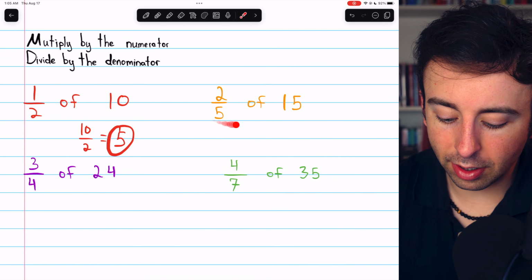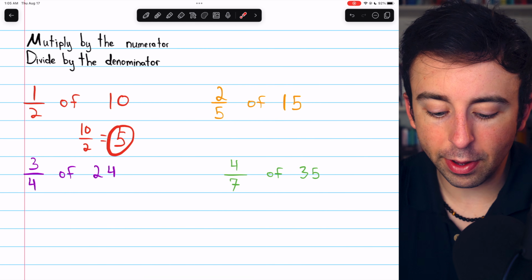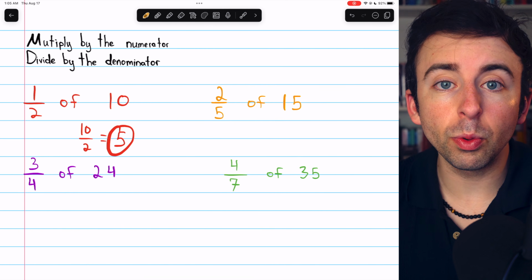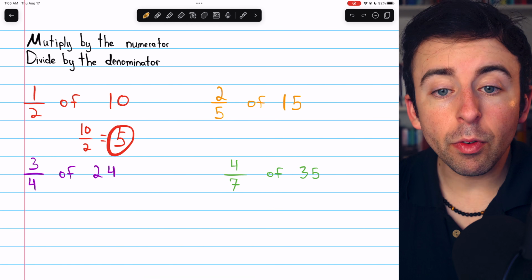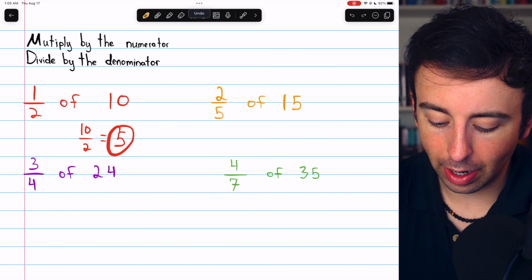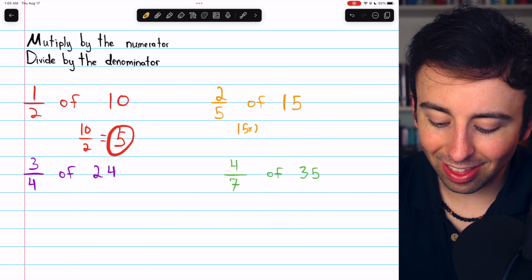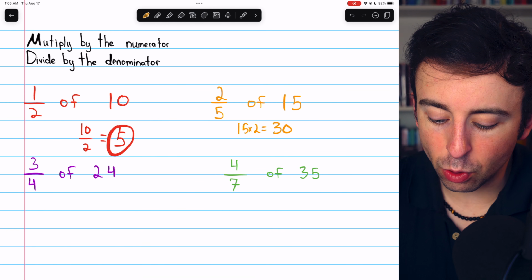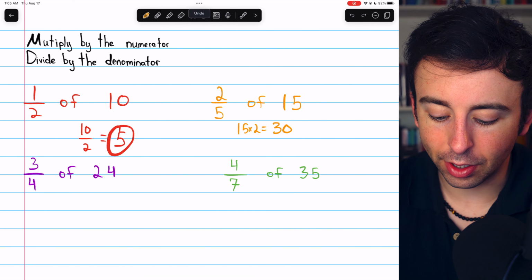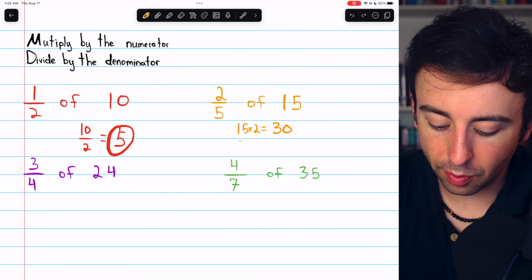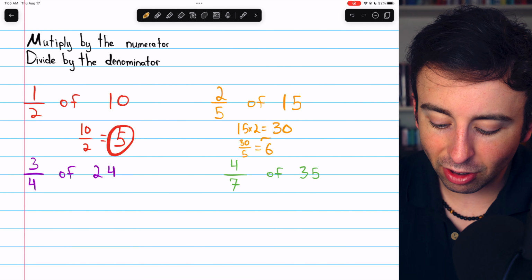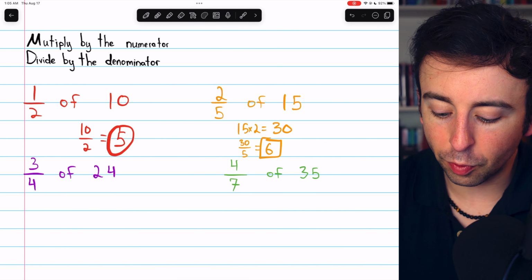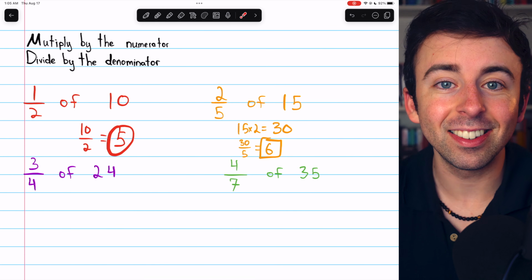Coming over to this example, 2/5 of 15. Again, there are 2 things we need to think about: multiplying by the numerator and dividing by the denominator. If we multiply 15 by the numerator of 2, we get 30. And then we need to divide this by the denominator. 30 divided by 5, of course, is equal to 6. And so that's our answer. 2/5 of 15 is 6.